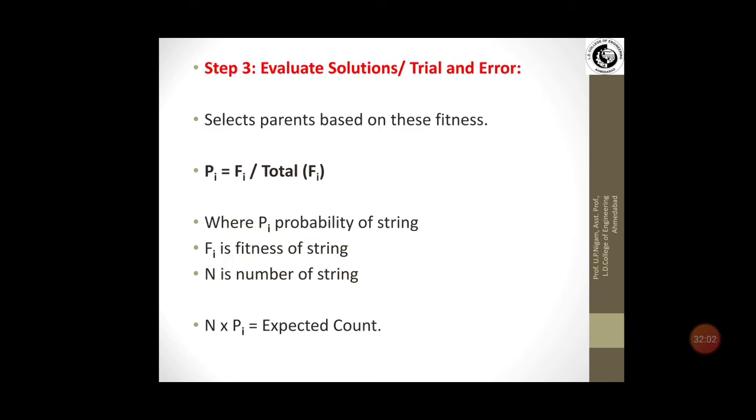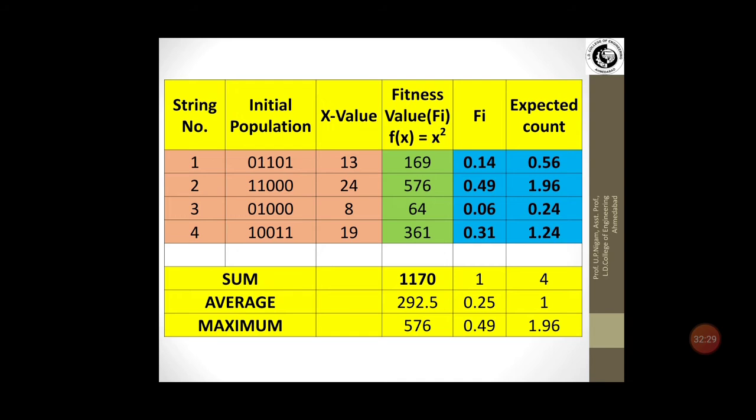Now step 3 is to evaluate the solutions, by trial and error. We have to go for the selections. Let's see how it is calculated. We have to select the particular parents, and when the mutation happens, then new offspring will be selected. Here one formula is written: Pi is equal to Fi divided by the total Fi. And at last it is written that N into Pi is the expected count. With the help of this table we will try to understand.